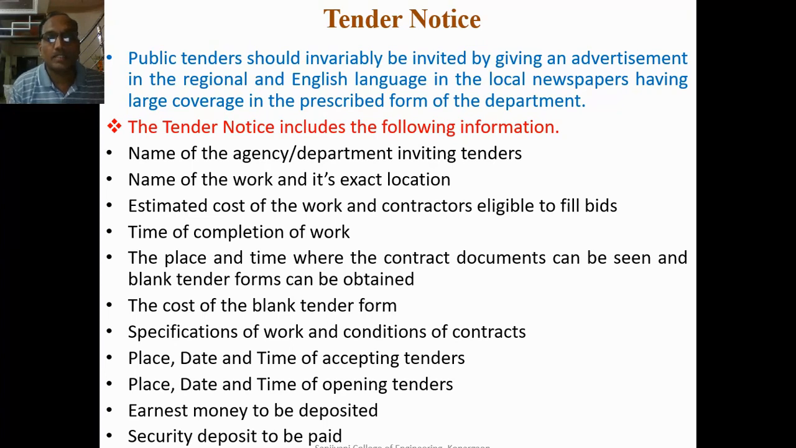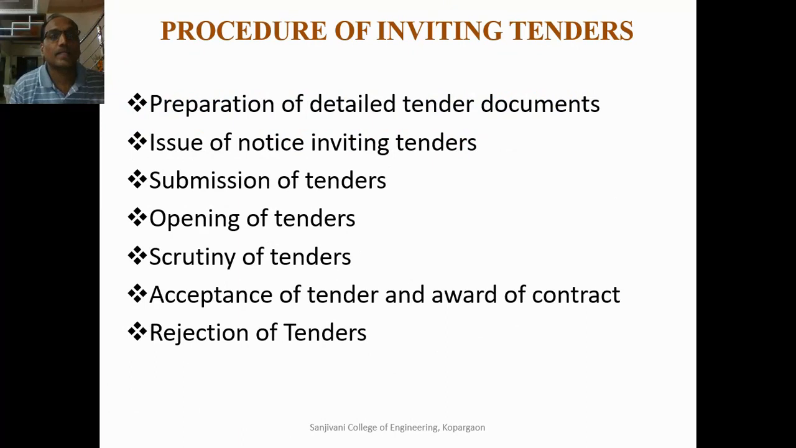The place and time where the contract documents can be seen and blank tender forms can be obtained should be properly mentioned so that all the interested tenderers can collect the tender form. The cost of the blank tender form is also important. Then specifications of work and conditions of contracts, place, date and time of accepting the tenders, place, date and time of opening tenders. Then earnest money which is required to be deposited, and last is security deposit to be paid.